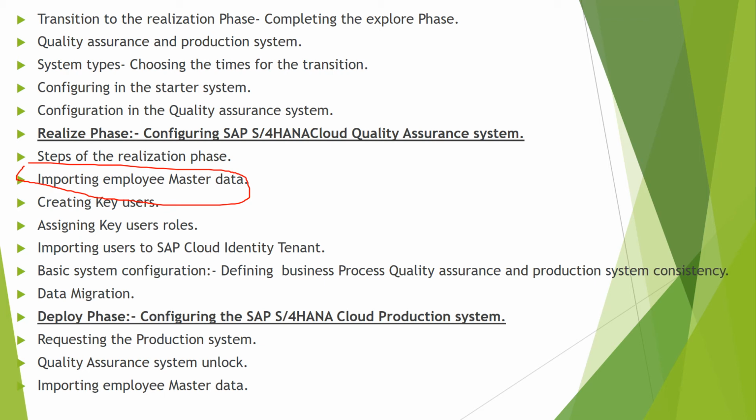So, assigning key user roles. In contrast to the procedure in the starter system, you should assign key users differentiated user roles in the quality assurance system in a systematic way. That is, log on to the system with the administrator user ID, then select the maintain business user tile in the identity and access management group, and then in the next dialog box, assign the desired role to the selected users as shown.